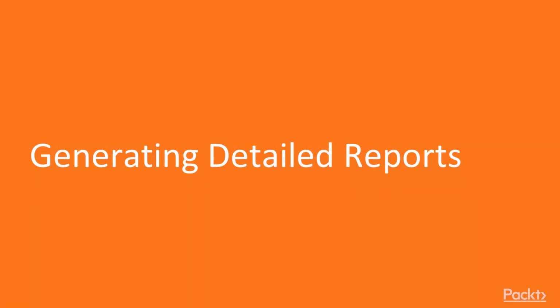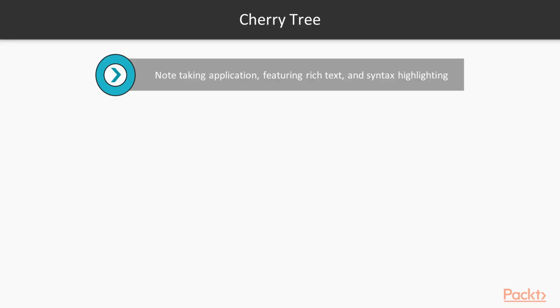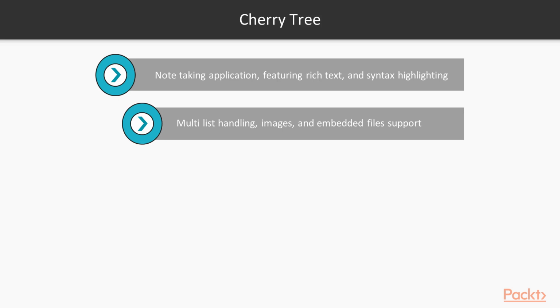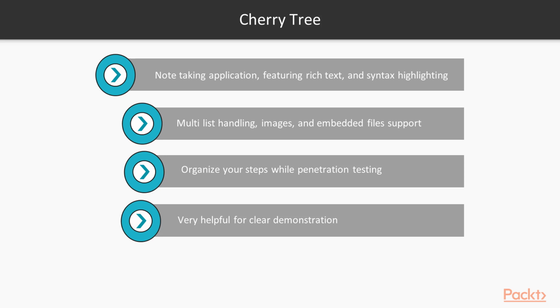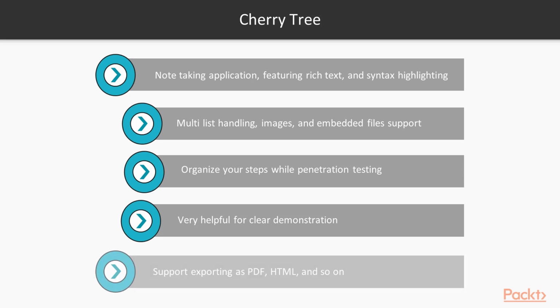Generating detailed report. Cherry Tree is a note-taking application featuring rich text and syntax highlighting. Using Cherry Tree, you can add images, embed files, and codes. You will be able to organize your steps while doing pen testing. During presentation of your report, Cherry Tree provides clear demonstration. Besides, you will be able to export your report as a PDF, HTML, and many other formats.